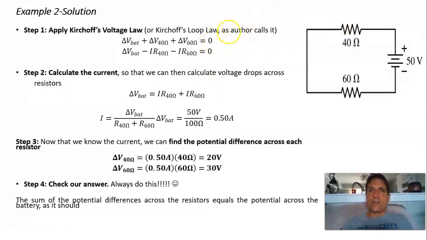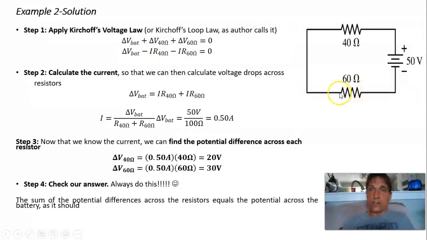Okay, now what are the delta V's? Well, delta V battery is plus 50 volts because we're going from negative to positive, so we're gaining 50 volts of potential. So delta V battery is going to be a positive number. Now we go across the 40 ohm resistor. Potential difference is IR. We're going in the direction of current, so it's a negative IR, so it's negative. Okay, now we go through here.